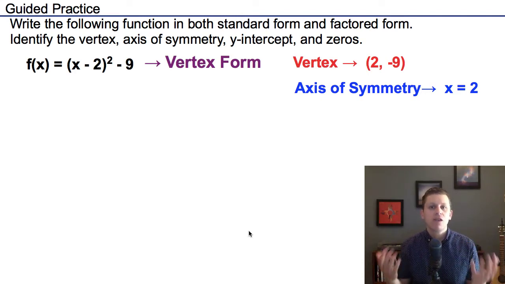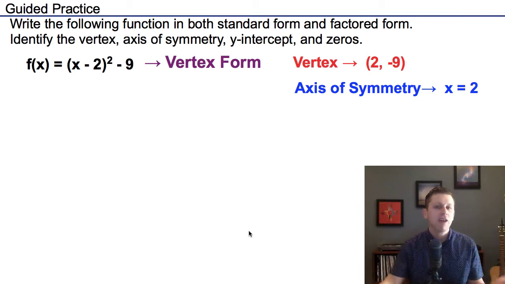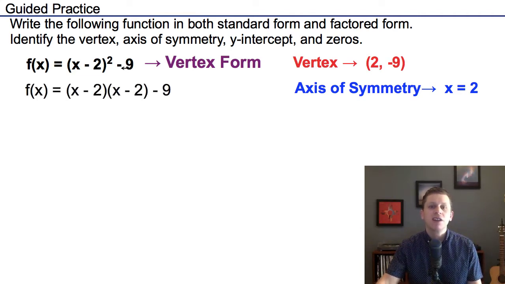Now we want to find another form. They gave us vertex form, but we want standard form and also factored form. To go from vertex form to standard form, all you have to do is expand this binomial here. So instead of writing (x - 2) squared, we can expand it and write (x - 2) times (x - 2). Of course, the constant of -9 didn't go anywhere, and we'll bring it down.